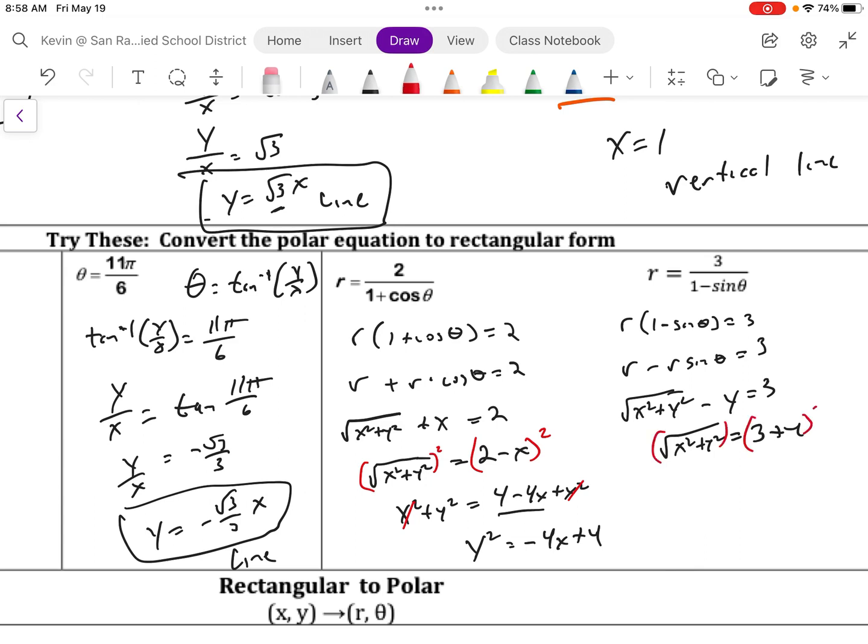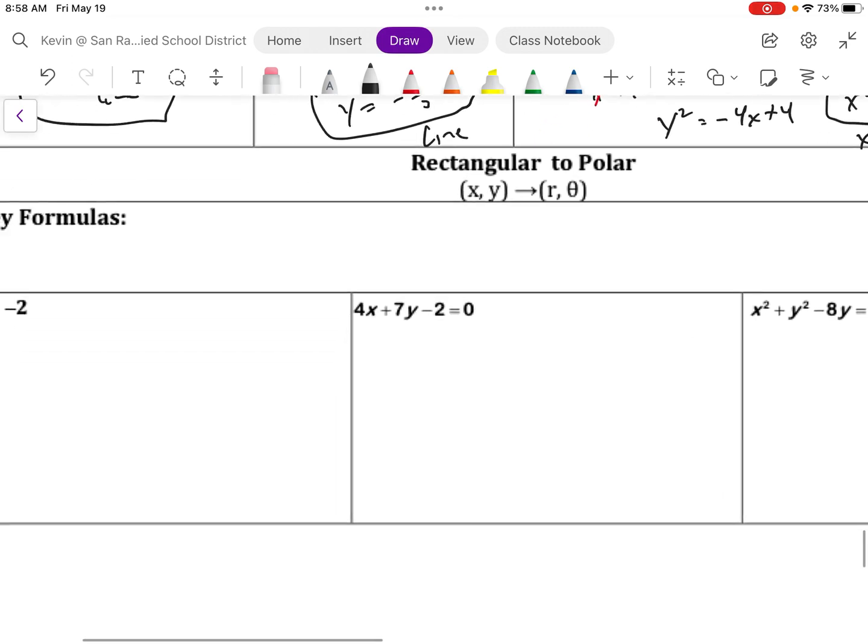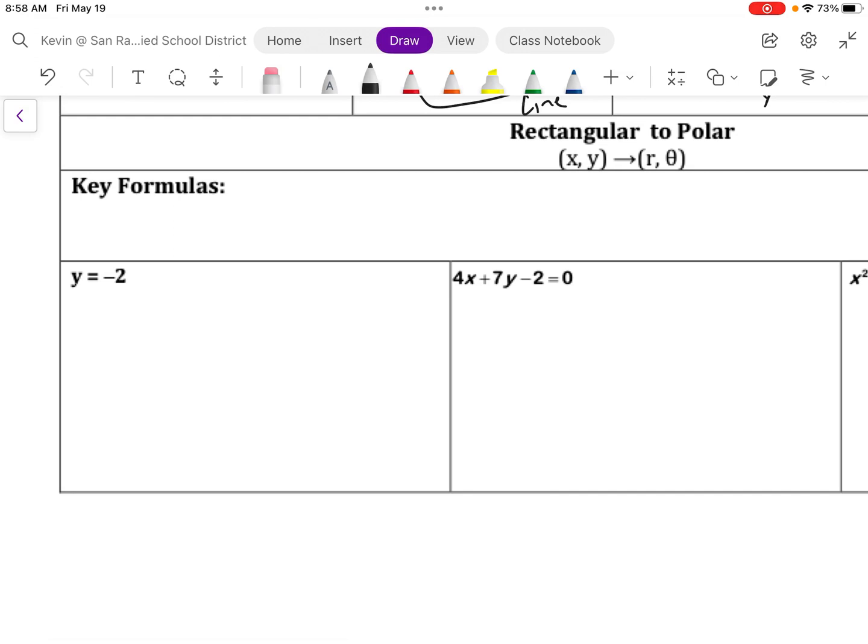Do that same thing where we square both sides. We have x squared plus y squared equals 9 plus 3y plus y squared. The y squares are going to cancel out. It leaves me with x squared equals 3y plus 9, or x squared equals 3y plus 3. This is a parabola opening up. All right, that's it.